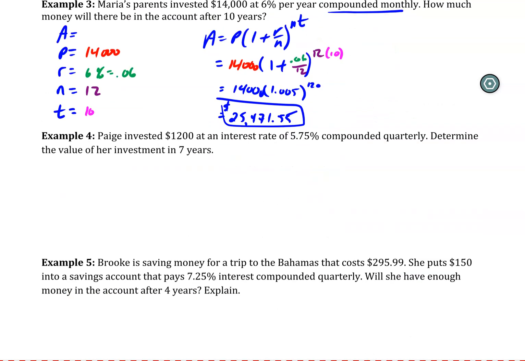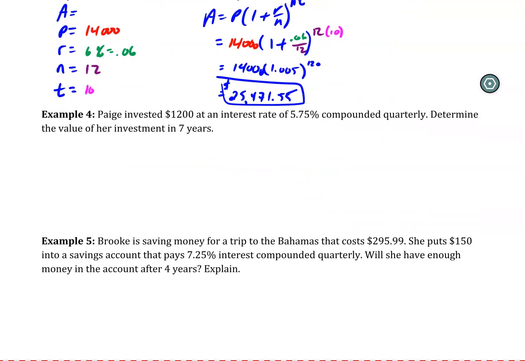All right, let's look at example number 4 here. So Paige invested $1,200 at an interest rate of 5.75% compounded quarterly. So again, here we go, quarterly. So once I see that, I know it's a compounded interest question. So I want to find these 5 pieces of information. So invested, that's what we've invested here. So that's my principal. So it's 1,200.